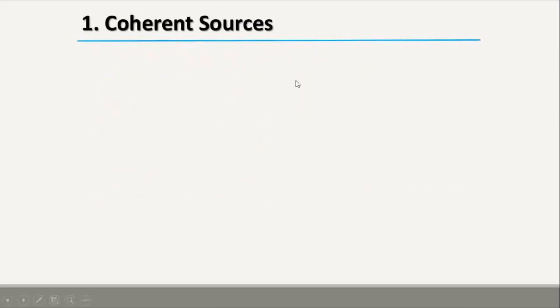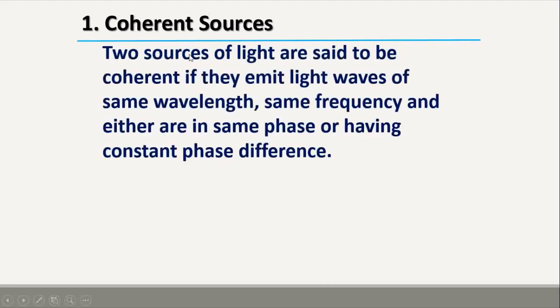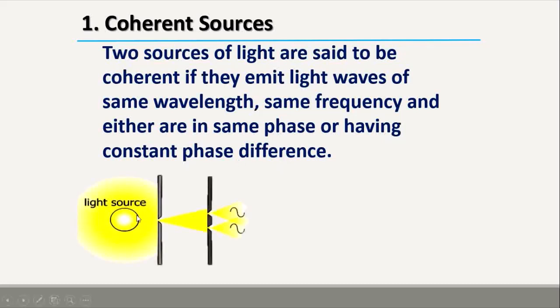Now let us move to coherent sources. If you take two sources of light, they are called coherent sources when they emit the same wavelength, same frequency, and they must be in phase. Even if they are not in phase, if they are maintaining some constant phase difference, even that pair of light sources will be called coherent sources. The only criterion is that either they should be in phase or they must have a constant phase difference.